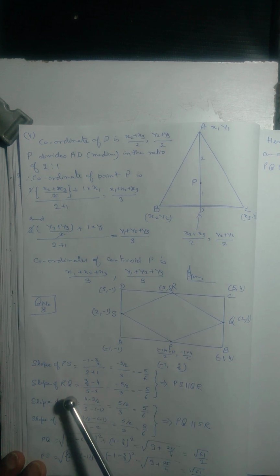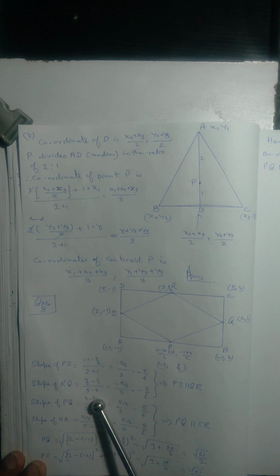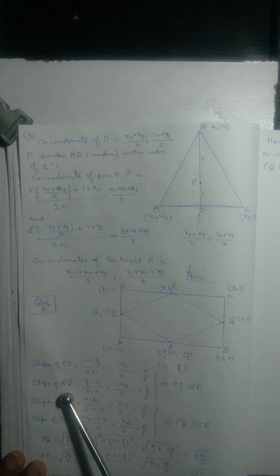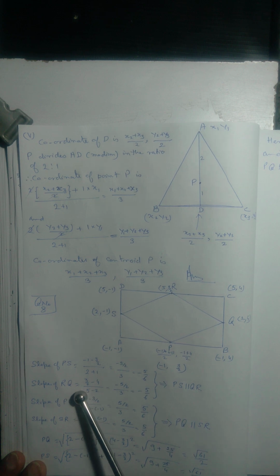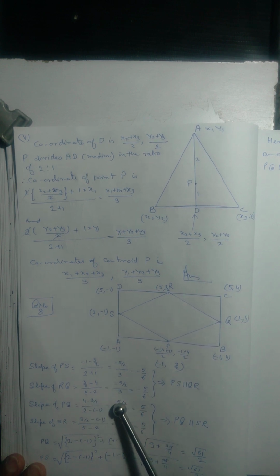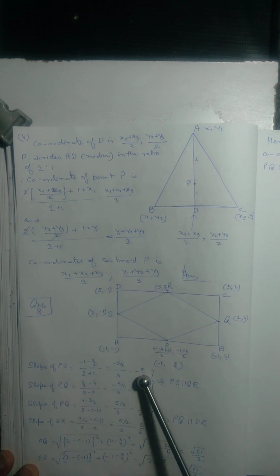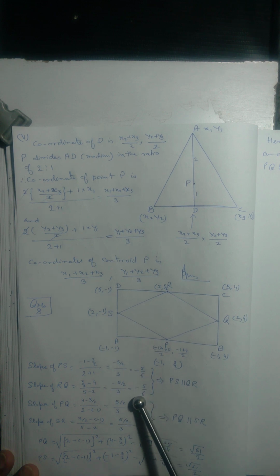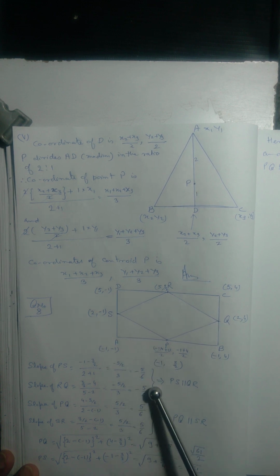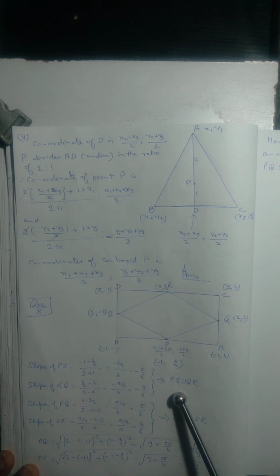And the slope of RQ, that is (y2 minus y1), again (3 by 2 minus 4) upon (5 minus 2). You see the slope is always determined with the help of the formula, that is (y2 minus y1) upon (x2 minus x1). So it will be equal to (-5 by 2) upon 3, that is equal to minus 5 by 6. So because these two slopes are equal, this establishes that PS and QR are parallel lines.